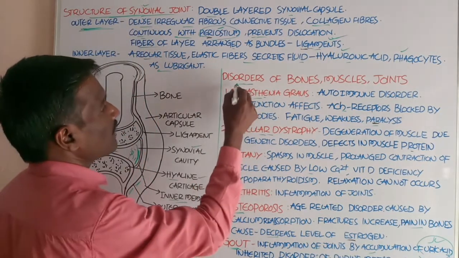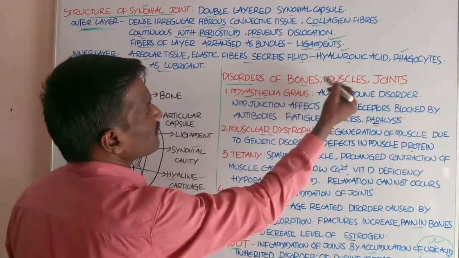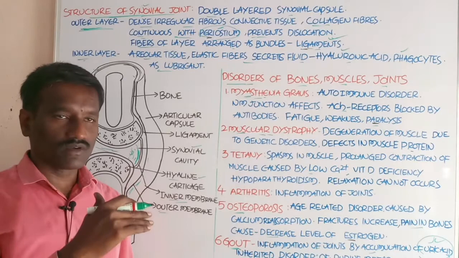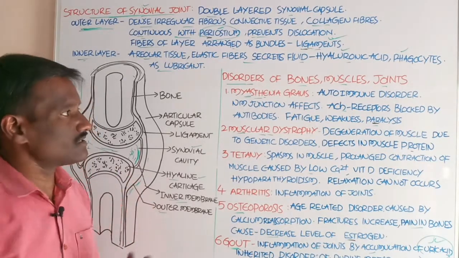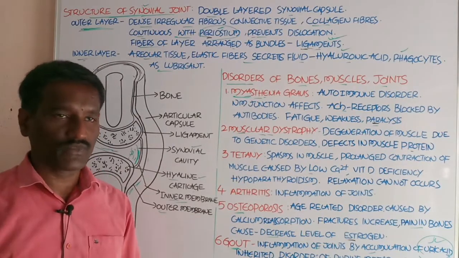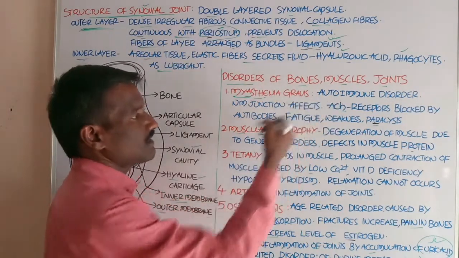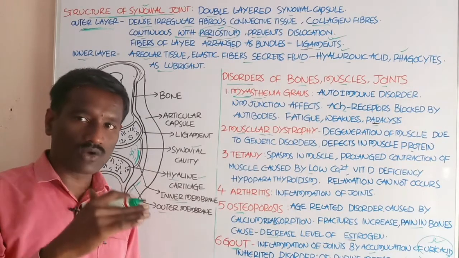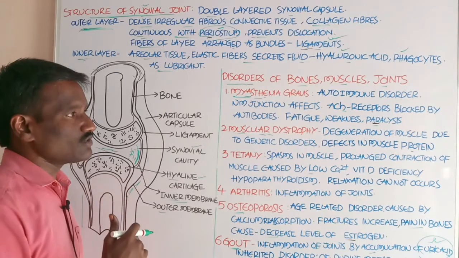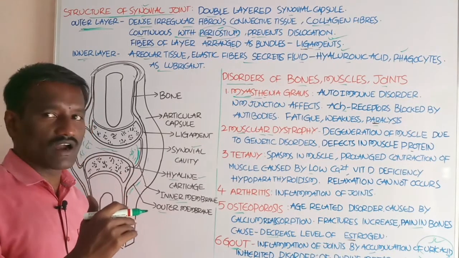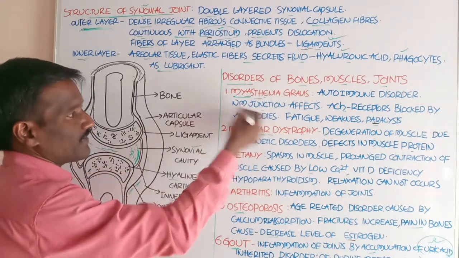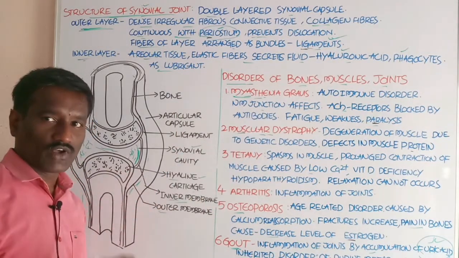Next, another one, disorders of bones, joints and the muscles. In this, first one, what about myasthenia gravis? Myasthenia gravis is the best example of an autoimmune disorder. Okay student, this autoimmune disorder, myasthenia gravis, affects the neuromuscular junction.